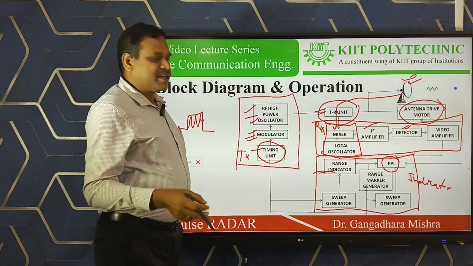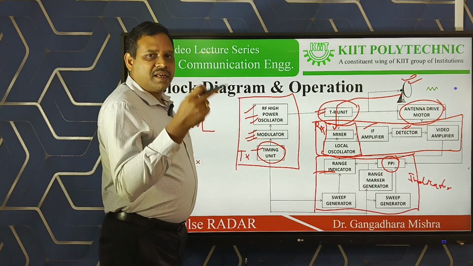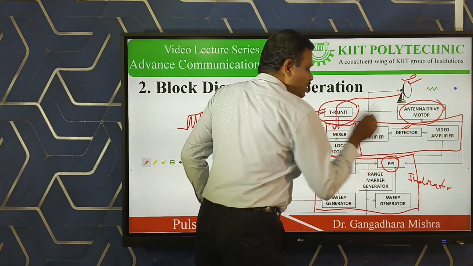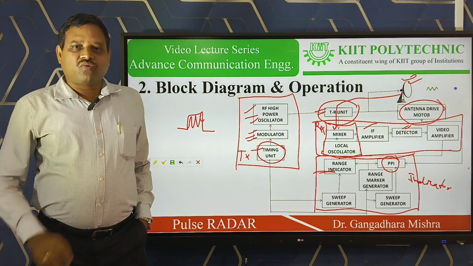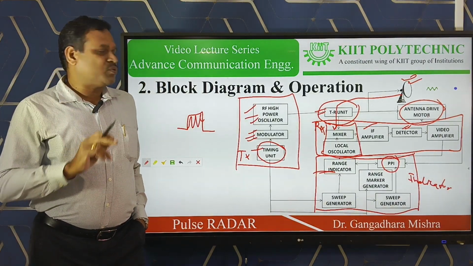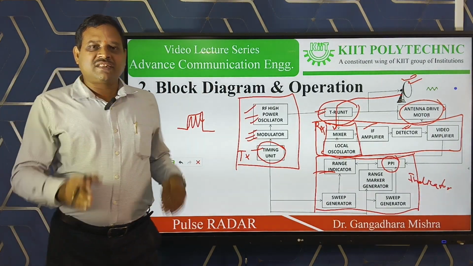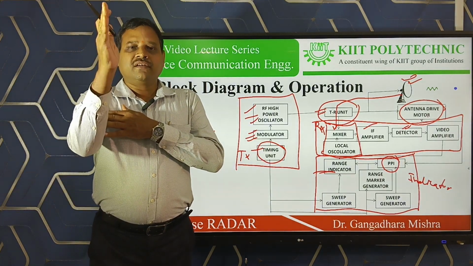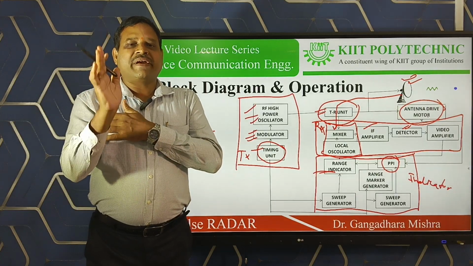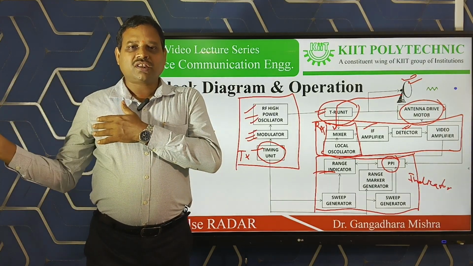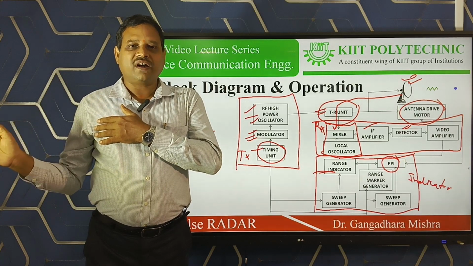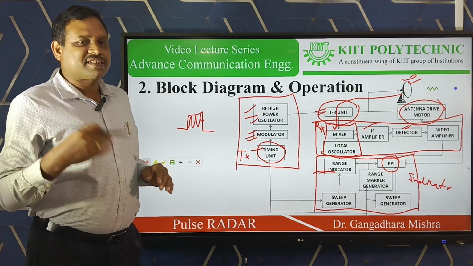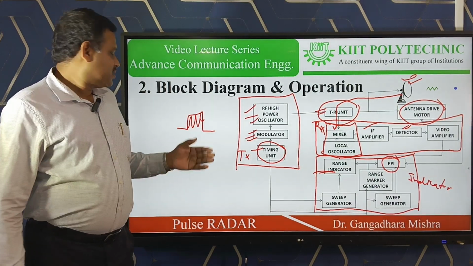To achieve that, we transmit a synchronizing pulse from this antenna drive motor to this PPI. So my sweep is properly synchronized with the antenna position. That means if my antenna is looking towards east, definitely my sweep will be towards the east only. If my antenna is looking towards north, then my sweep will be towards north. I hope you are clear. Okay, next we will move towards the next segment.